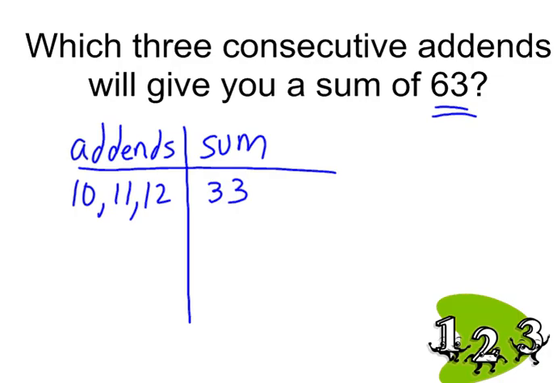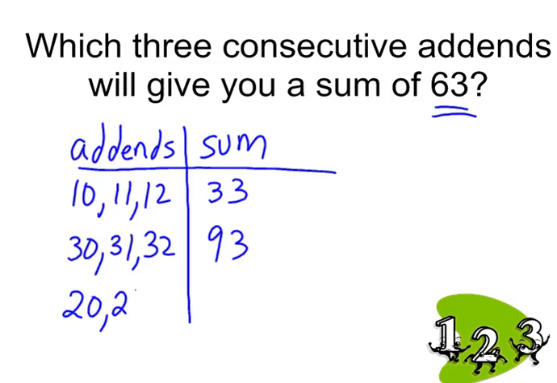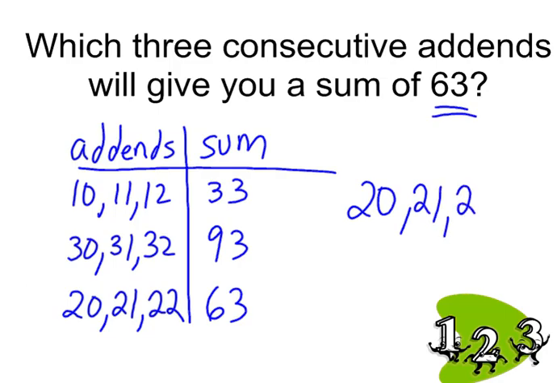All right, let me try three higher consecutive numbers. How about 30, 31, 32? Well, that adds up to 93. That's too high. Well, let me try something in the middle. Let's do 20, 21, 22. That adds up to 63. There you go. So our three consecutive numbers would be 20, 21, and 22.